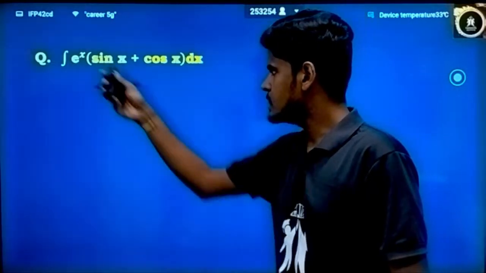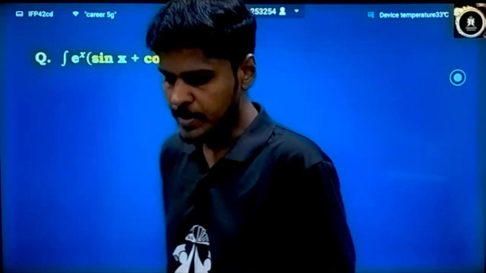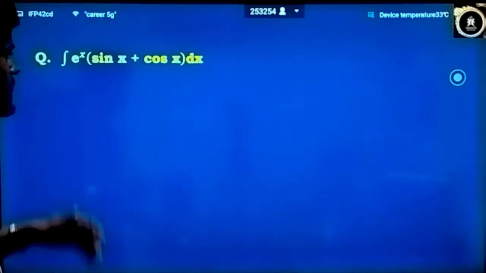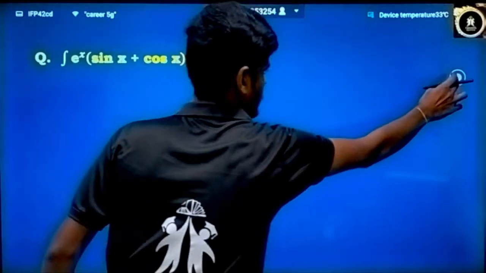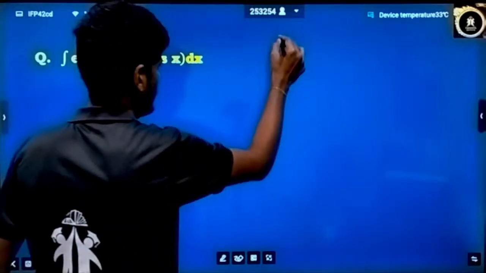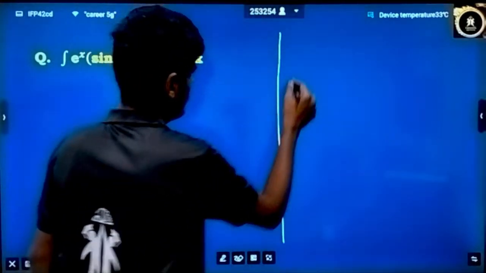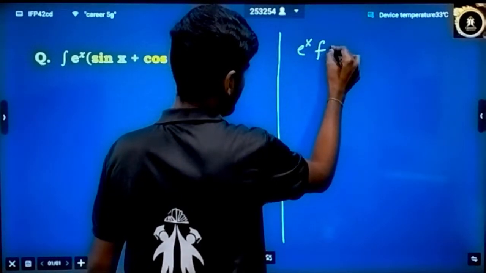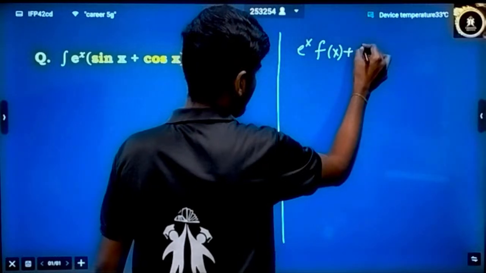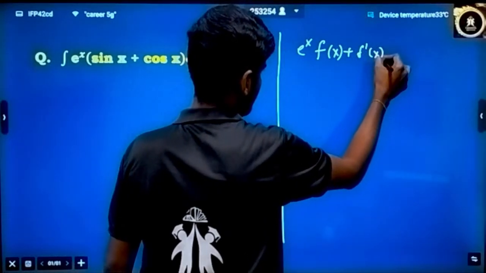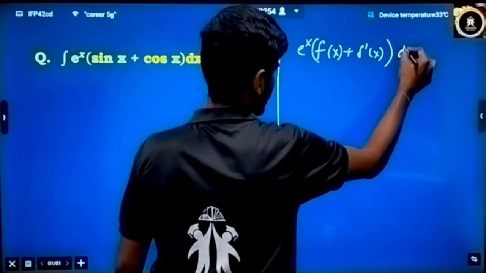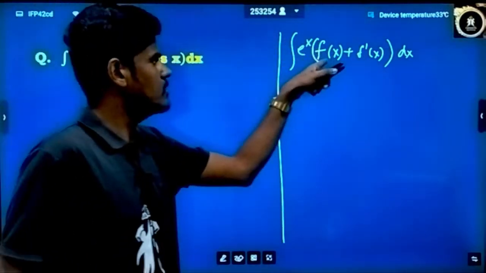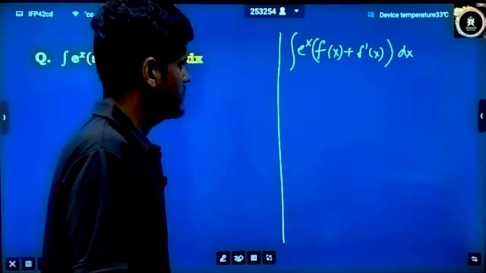Okay, next, this is a standard result. This result is obtained from integration by parts. I will directly give the result and we will see in alternate terms what is meant. I will explain in a second. The function is of the type e power x into f of x plus f dash of x dx.